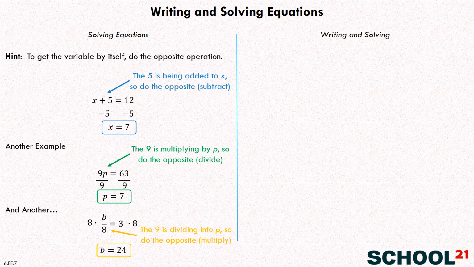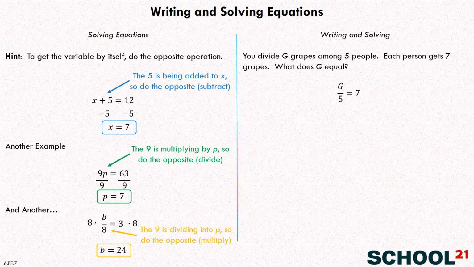Okay? So instead of guessing what different values might be for these different variables and checking those values, now we have a way to just find the answer by solving equations by doing the opposite operation. Now, why is this important? Well, we can use this in the real world. So let's go over here and write some equations from real world situations, and then we'll solve them, okay?